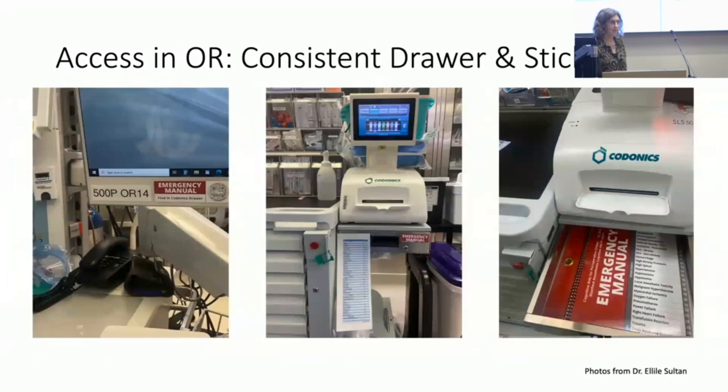I was very excited when our colleague, Dr. Eloise Sultan, came up with a solution for this. She put stickers on the screen of the computer where you're looking, and a QR code if you ever want to scan and download it on your phone. And then she put stickers on the drawer of the Codonics, and you can see where it is in the drawer. So on the one hand, it's not visible all the time, but the stickers and the consistent location are supposed to make it so that we can find it when we need it.